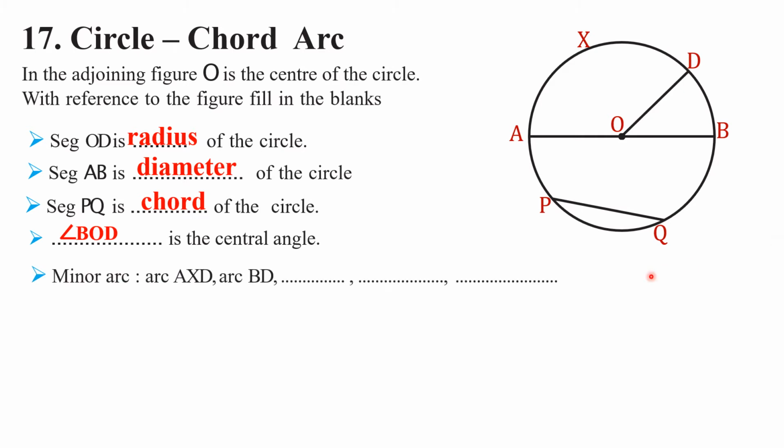Minor arcs. A minor arc means the measure of the arc is less than 180. Arc AXD. This arc is a minor arc. Similarly, arc BD. Whenever we use only 2 points for the arc, that arc must be a minor arc.